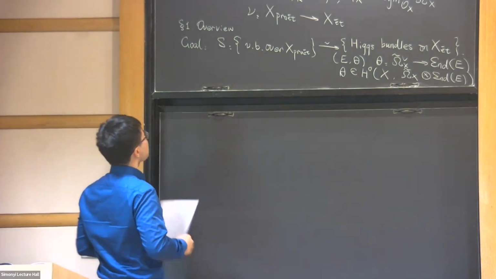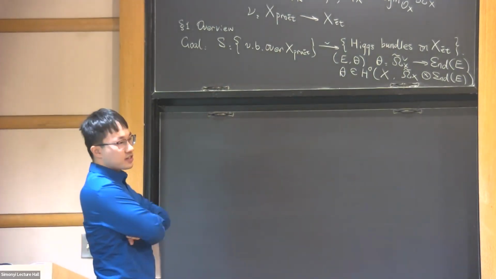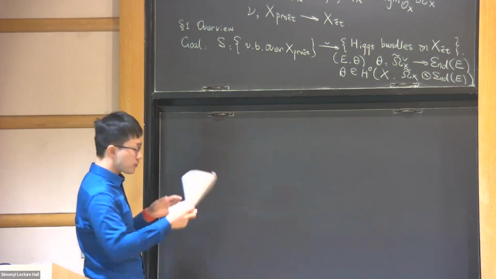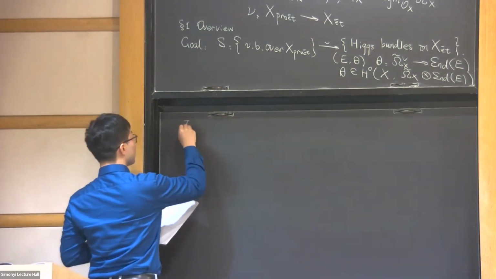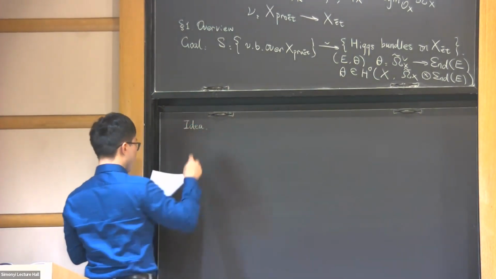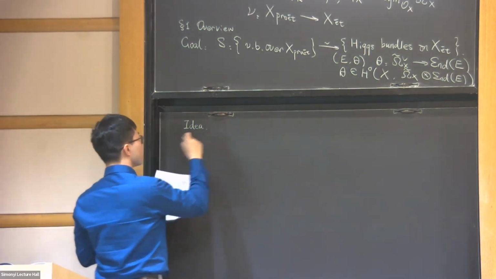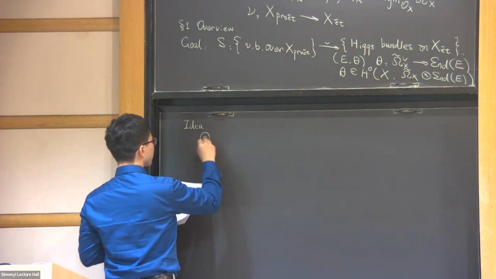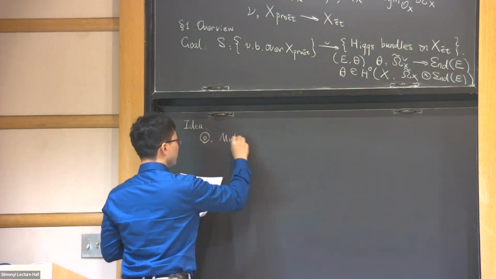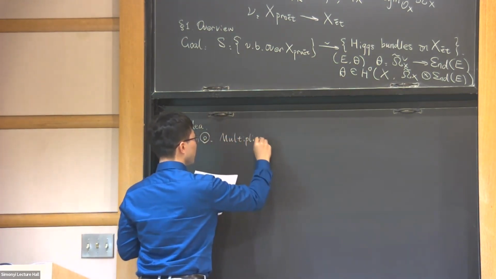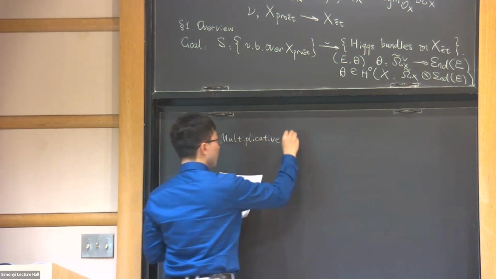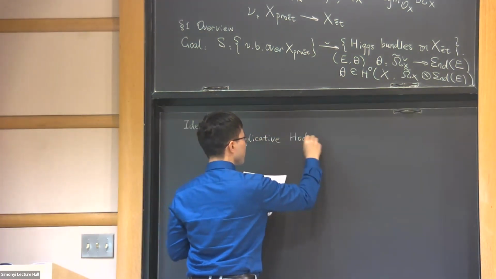Okay, so how do we establish such a p-adic Simpson correspondence? I think the basic idea starts from Heuer's observation of the multiplicative Hodge-Tate sequence.